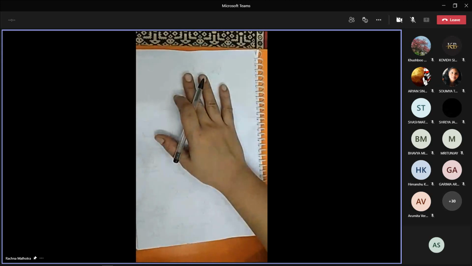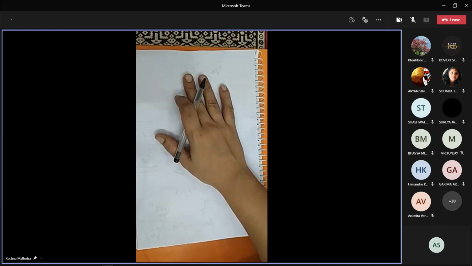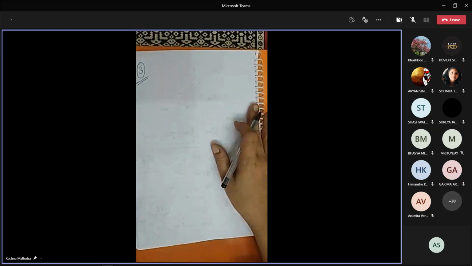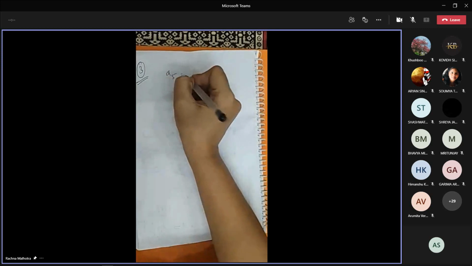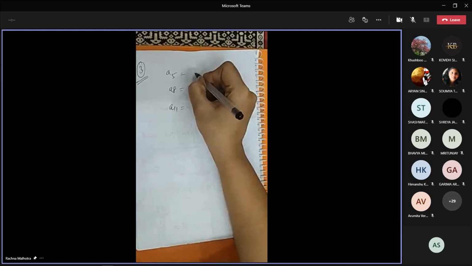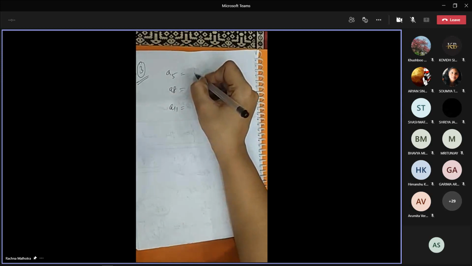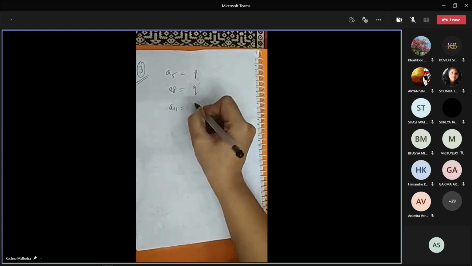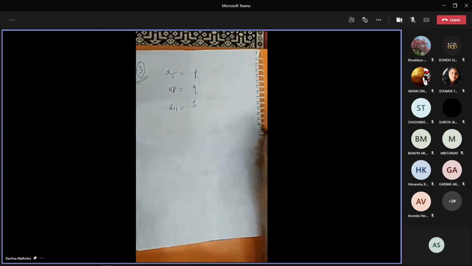Okay, now the questions we were doing. Question number 1 we have done. Question 2 I'm not doing, it's very simple. Question number 3 I'm writing. The fifth, eighth, and 11th terms are there. The fifth term of the GP is P, the 8th is Q, and the 11th is S, if I'm not wrong.